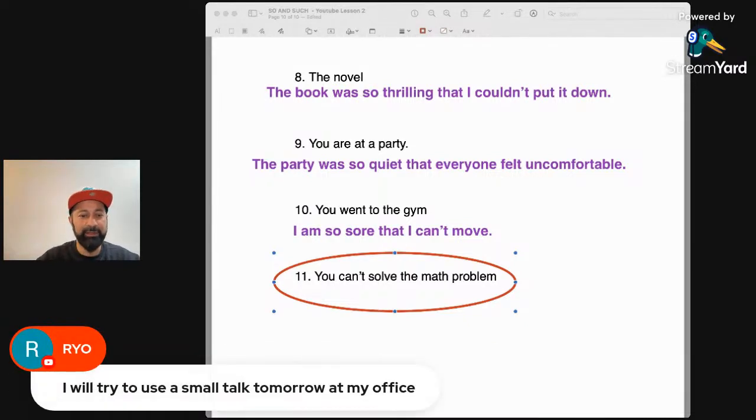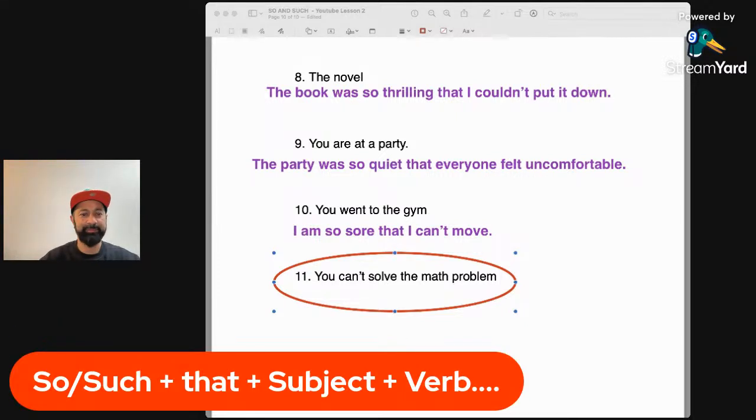I will try to use small talk tomorrow at my office. That's great. It's amazing how much small talk we do. Like Americans, Canadians, we love to engage in small talk. And it's very light conversations. Weather will be a very easy topic. Current events, of course, stay away from some topics. Don't talk about politics or religion. But good luck tomorrow. You can do it. Your sentences today were amazing, so you'll have no problem.